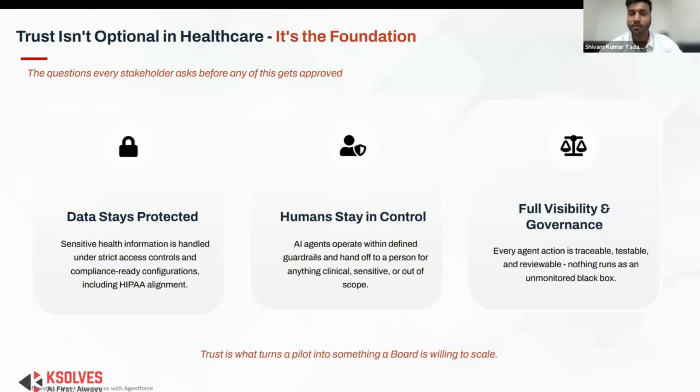Then we also have full visibility and governance over the AI agent. For example, every action performed by the agent is traceable and can be reviewed. So nothing runs unmonitored. For example, if the agent has extracted some information, or has done any task in the backend, or updated any value in the backend, that is traceable. And later on, we'll be able to see what the previous stage was and what the current stage is where the agent has performed.